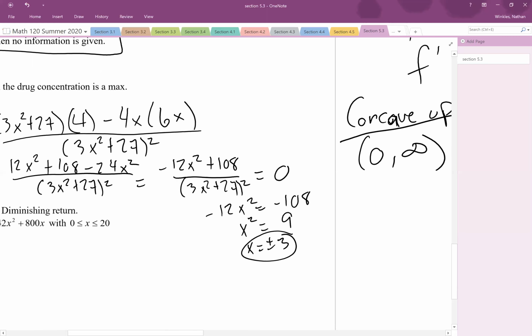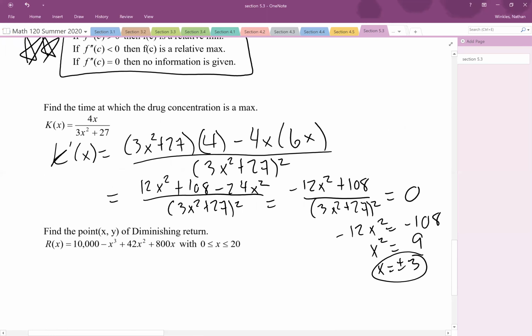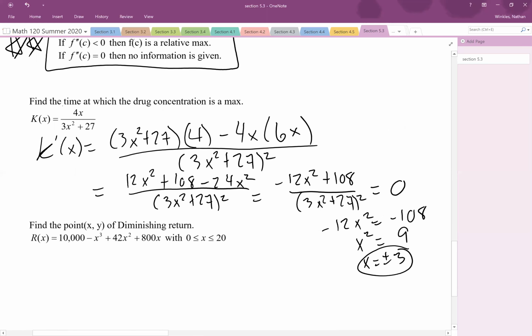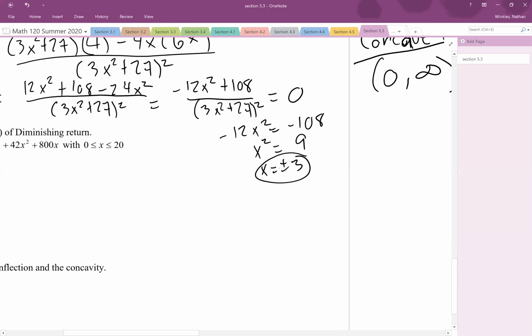But keep in mind, X is a time. So we don't have negative 3 hours. So this is really going to give us X equals 3. So what we're going to do now is take the second derivative of this bad boy right here.